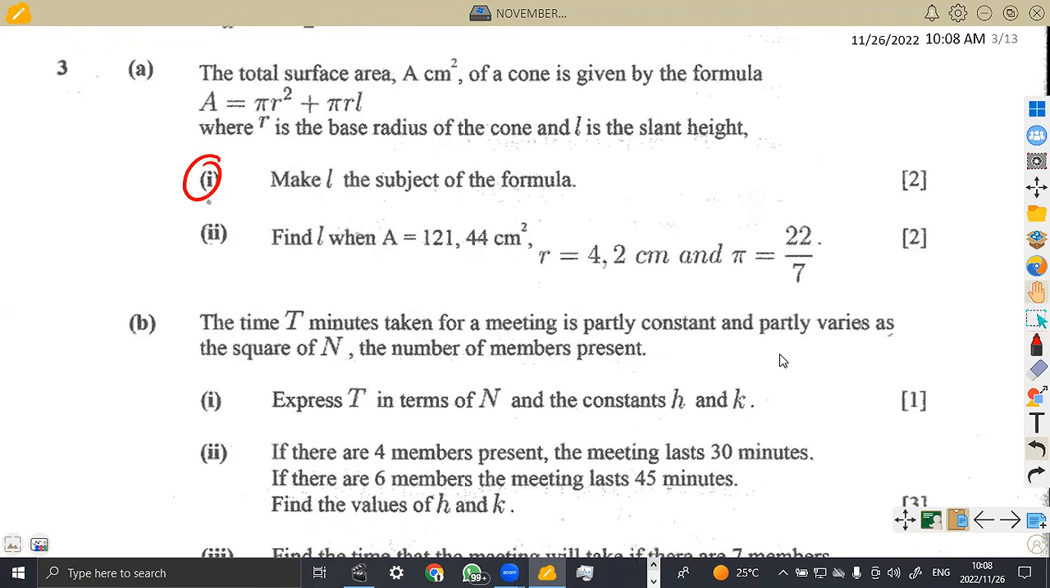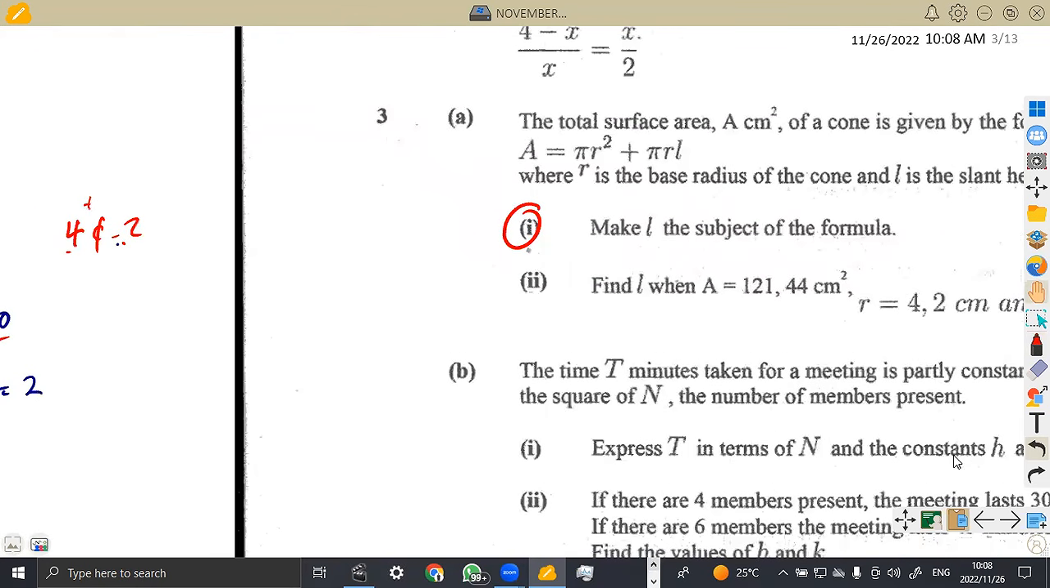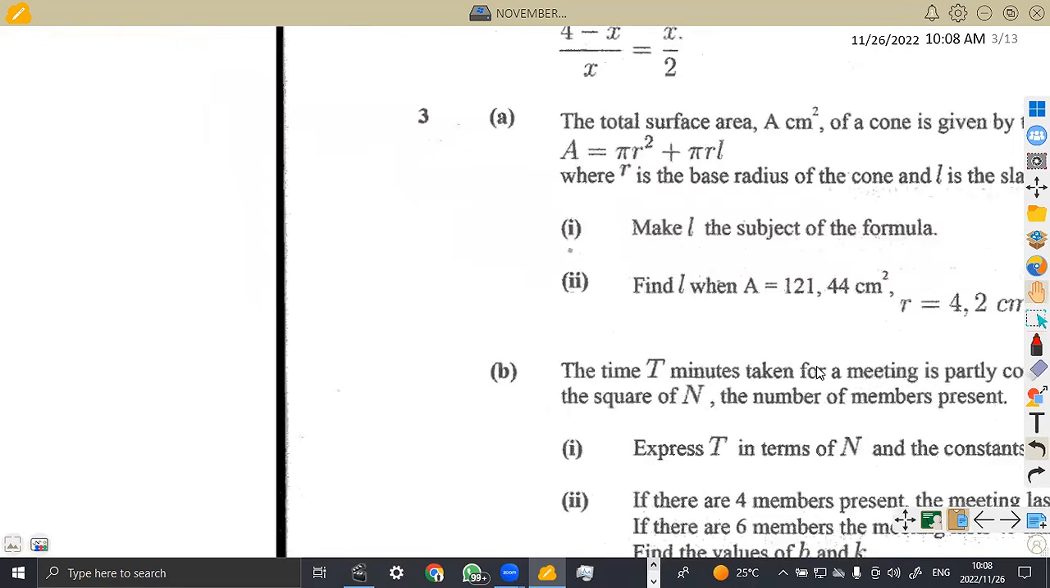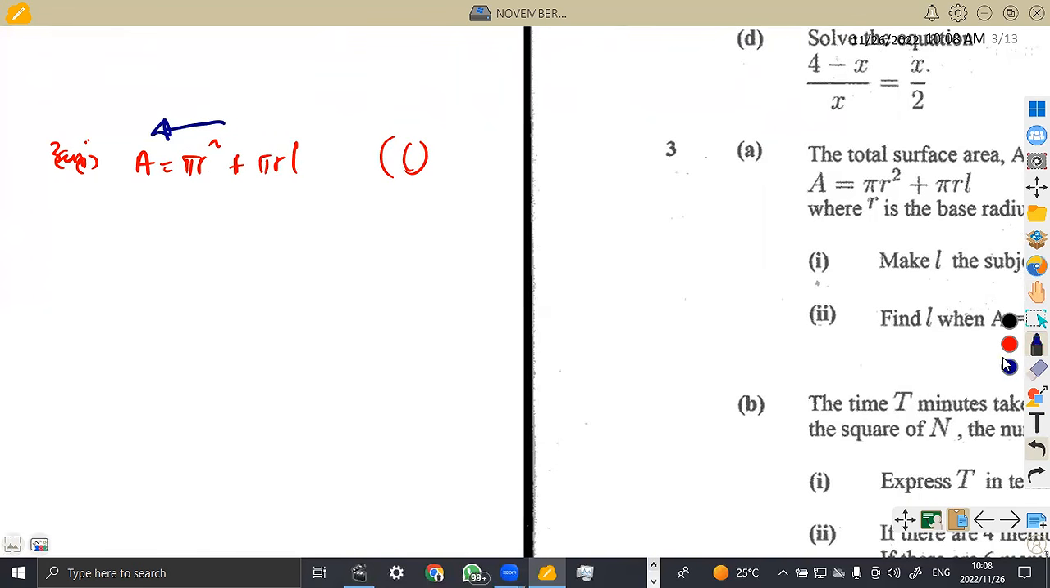Okay, so what we simply needed there was to transpose. I'm just going to write it aside here. We can just have this formula assigned here. That is 3a item 1. So we've got the area, which is equivalent to pi r squared plus pi r l. We want to make L the subject. So pi r squared has nothing to do with L. So transpose it to the left-hand side: A minus pi r squared, because it was a positive, is equivalent to pi r l.